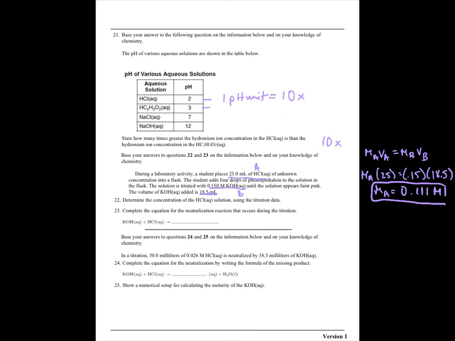Number 23, complete the equation for the neutralization reaction that occurs during the titration. Okay. So neutralization, we should think acid and base makes salt and water. So H2O is a given, and the remaining ions make the salt, so it's KCl. That's it. Number 24. Again, we have to fill in the missing product. We already have H2O, so we just got to figure out what kind of salt is being made. And it's the same thing as 23, KCl.